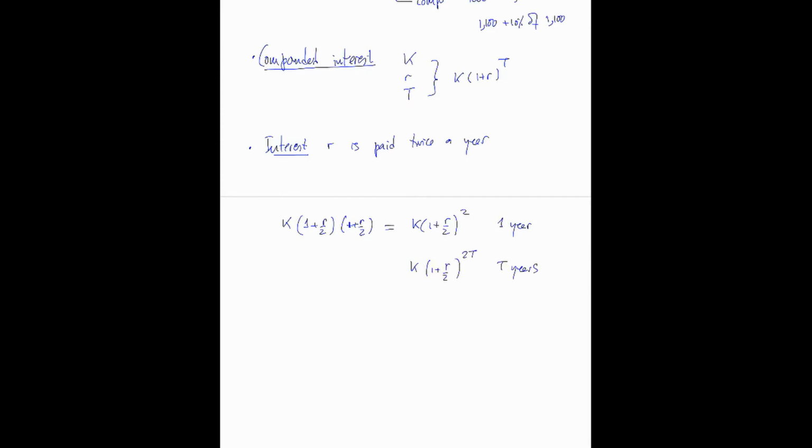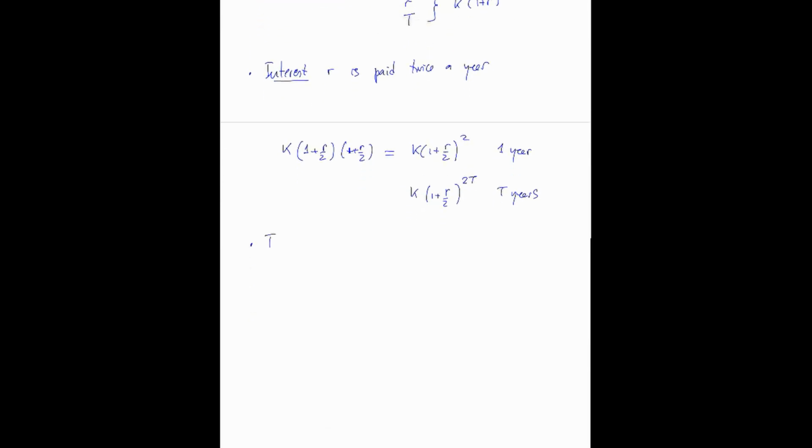You can assume the interest is paid every 4 months, every 3 months, every month. You can assume the interest is paid continuously. So that means you have 1 plus R divided by n, the number of periods, raised to the n, when n goes to infinity. So what you have is K times (1 plus R over n) to the n, which goes to K e to the R for 1 year, and K times e to the RT for T years. And that's the continuous interest.